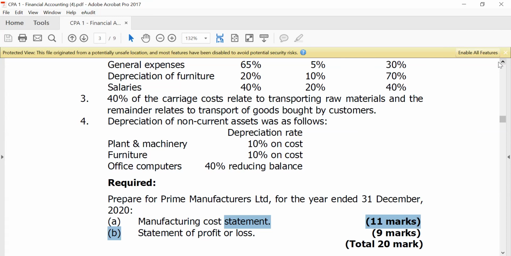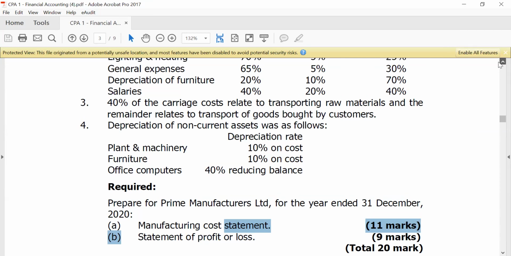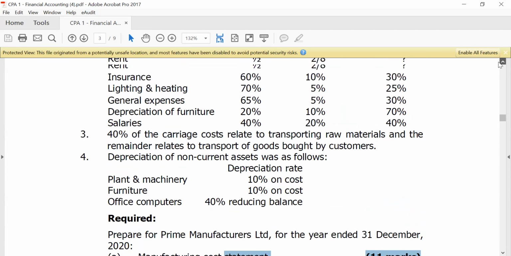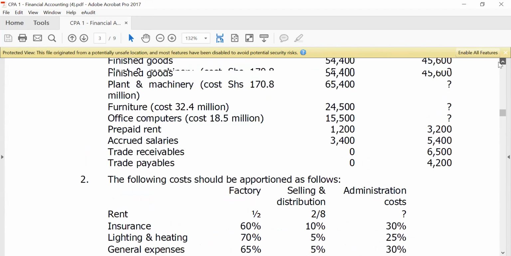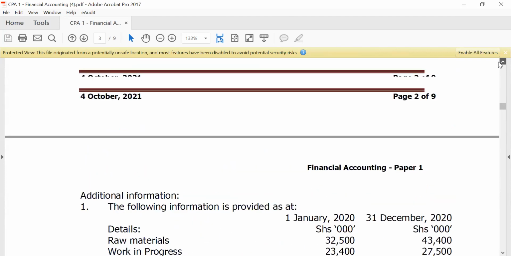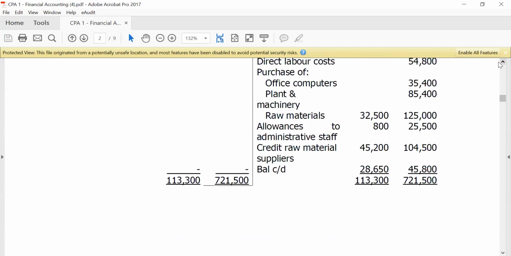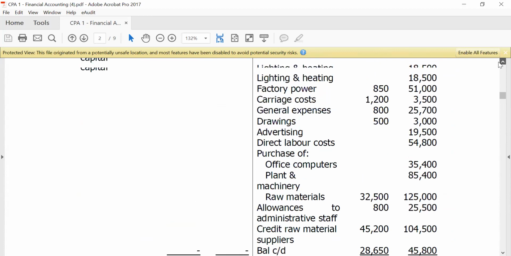Because in this case, we are not buying and selling. We're not buying finished goods and reselling. What we are doing is producing. So instead of opening inventory plus purchases, we rather have plus the cost of goods that have been produced. That's why we do our manufacturing cost statement, basically to determine that. So we're going to look at the information that is provided and see if we can draw what is required from this question.